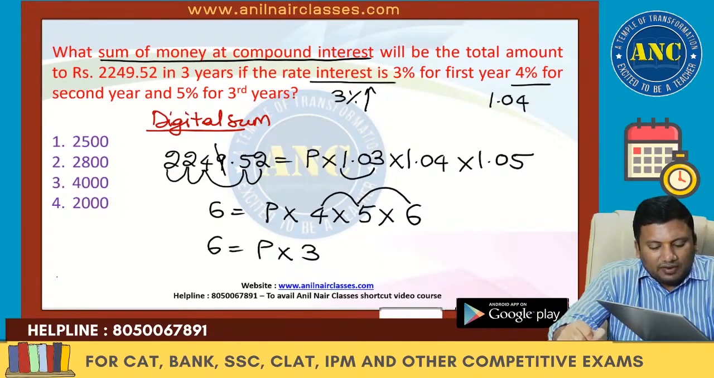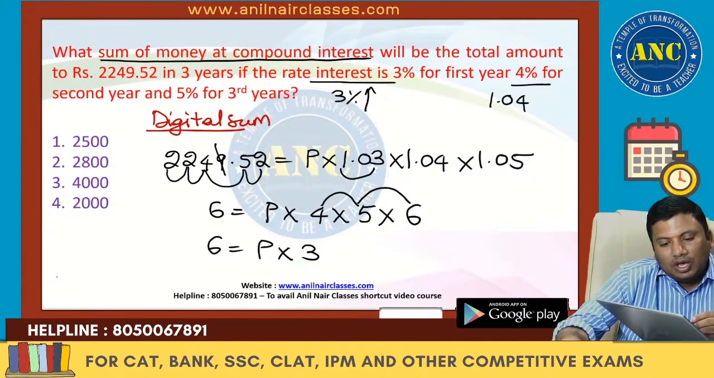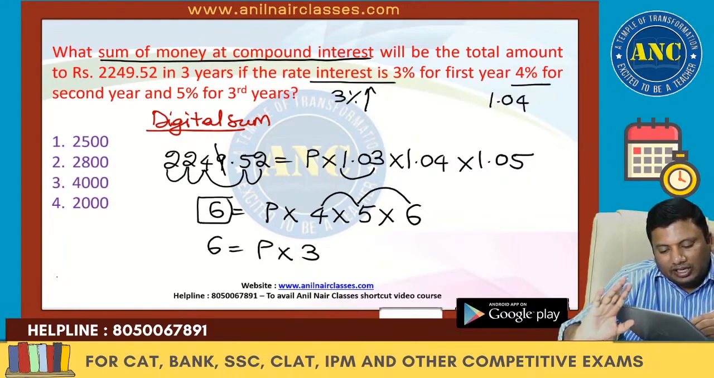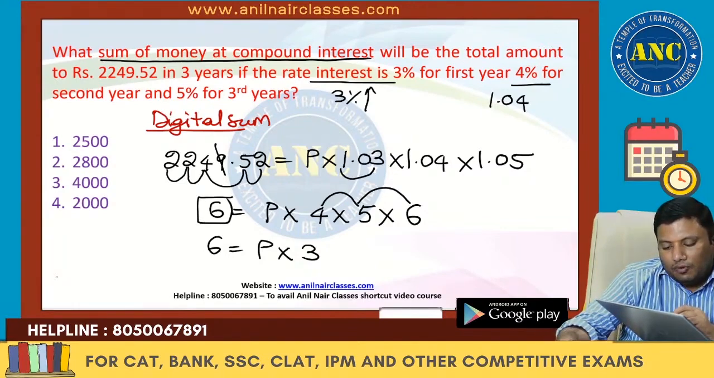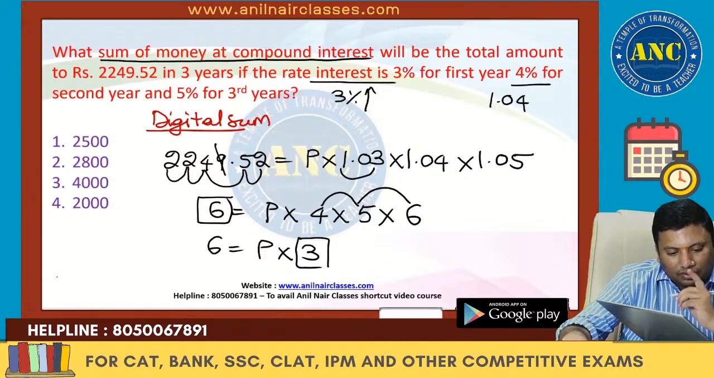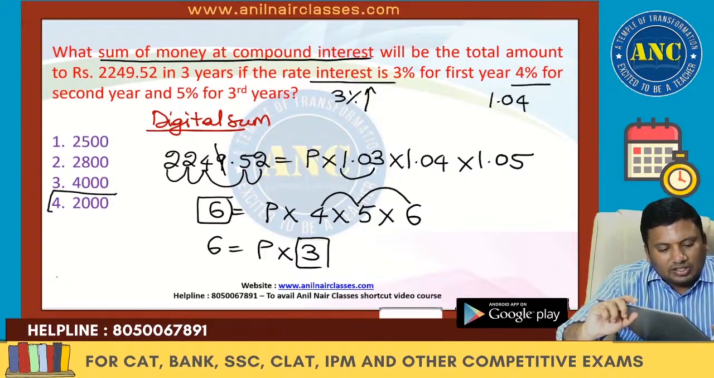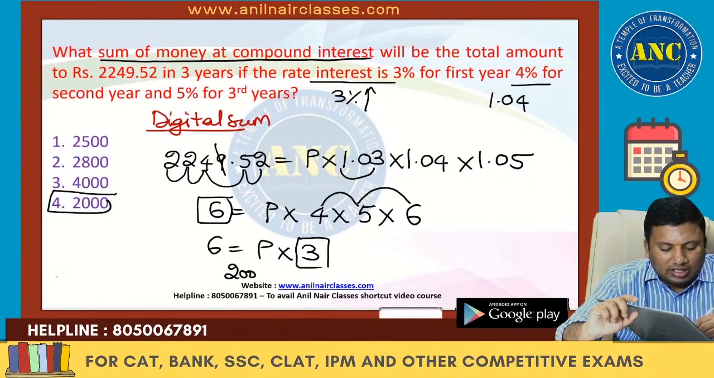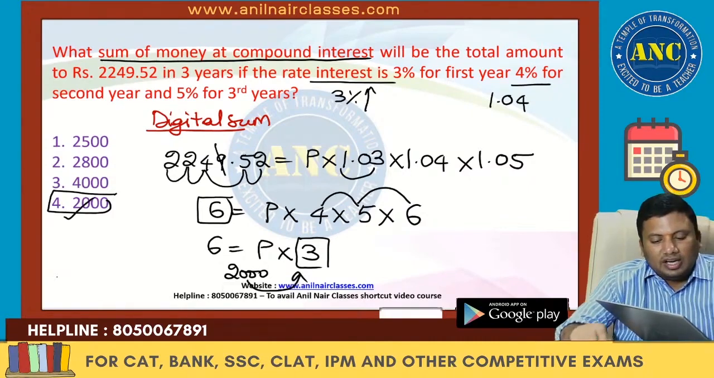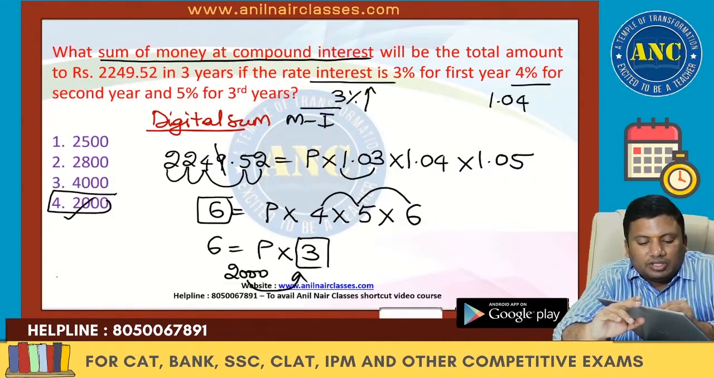So which one is giving you? Just check it out. 2 plus 2, 4. 4 plus 4, 8. 8 plus 5, 13. 13 plus 2, 15. 15 is nothing but 6. P into 1.03, which is 4, 1.045, 1.056, 4 5s are 20, 2 6s are 12, digital sum is 3. Now which one is giving you the answer? 2000, digital sum is 2, 2 3s are 6, 6 equivalent to 6. I hope it is clear. This is one way to solve by using a digital sum.